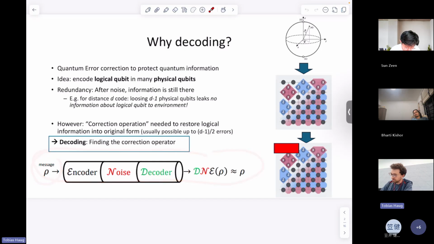You have some initial state rho. You have some kind of encoding, basically putting it into a code. How to do this we learned in the previous sessions. Then there is some noise. And finally, there is the decoding step. This is the green part here. After being affected by noise, you restore everything into its original form and try to protect the logical information. So the green part here is what we're going to talk about today.